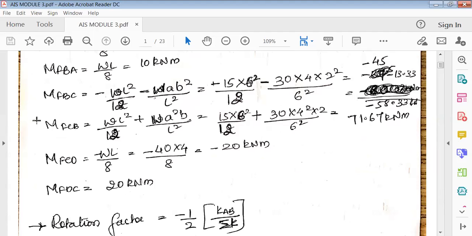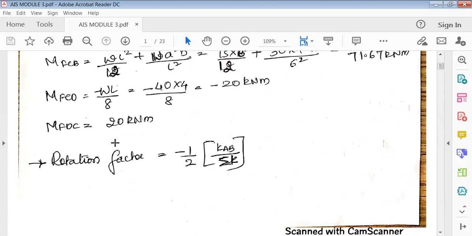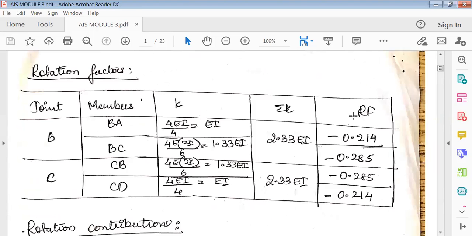So first step is finding the fixed end moments, which you have done previously. Then finding the rotation factor, again that you have done previously using this formula. Only thing you need to add for this is minus 1 by 2. That is nothing but minus 0.5. 1 by 2 is 0.5. So it is minus 1.5. You have to add this in this column.